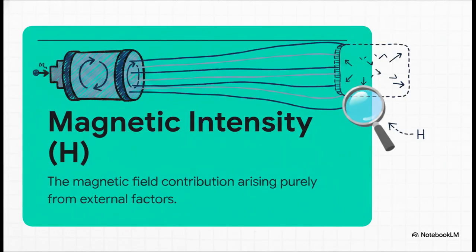On the flip side, we need a way to measure the magnetic push coming from the outside. That's magnetic intensity, or H. This is the portion of the magnetic field generated purely by external factors, like a current running through a solenoid, entirely independent of the material core itself.